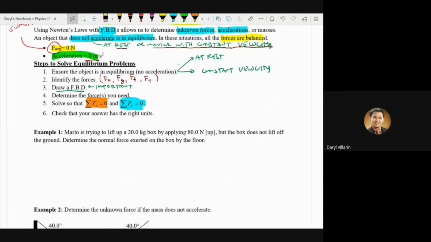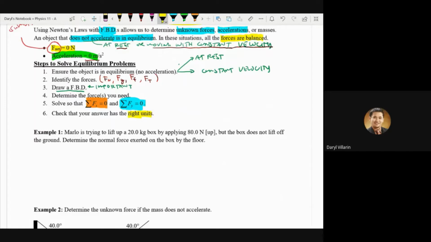And lastly, you need to check your answer if it has the right units. Again, forces are given in Newton. And sometimes you solve for the acceleration, so therefore, acceleration has a unit of meters per second squared. And for the mass, it should be in kilogram.